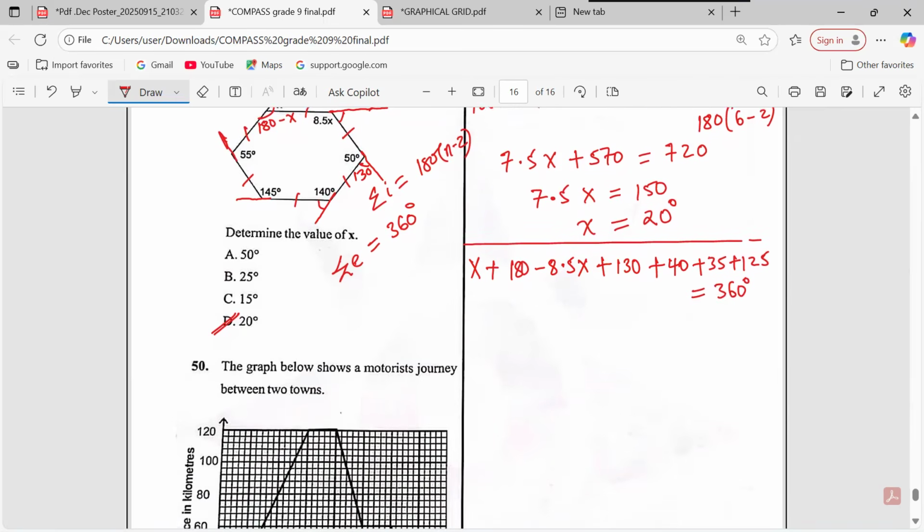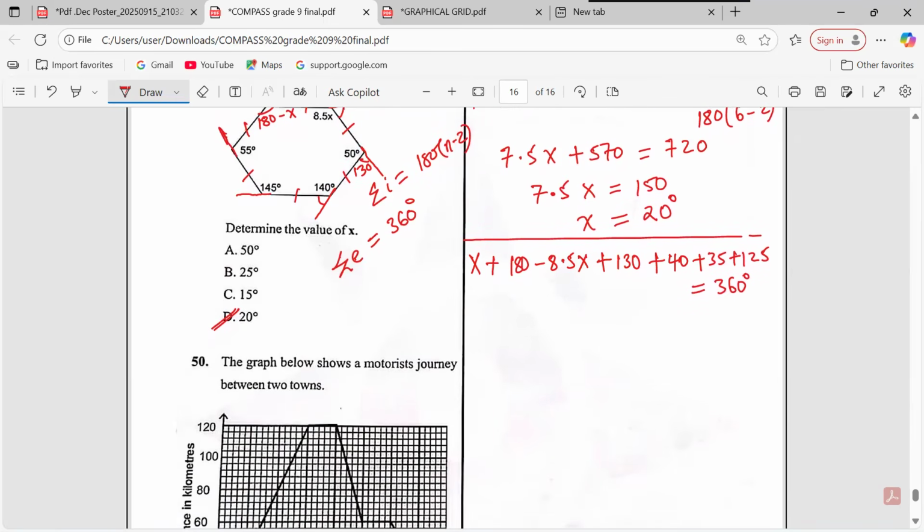Then we start grouping terms together. Let me compute it slowly. I'm having x and negative 8.5, giving us negative 7.5x. This now should be added or subtracted to what? We have 180 plus 130, plus 40, plus 35, plus 125.